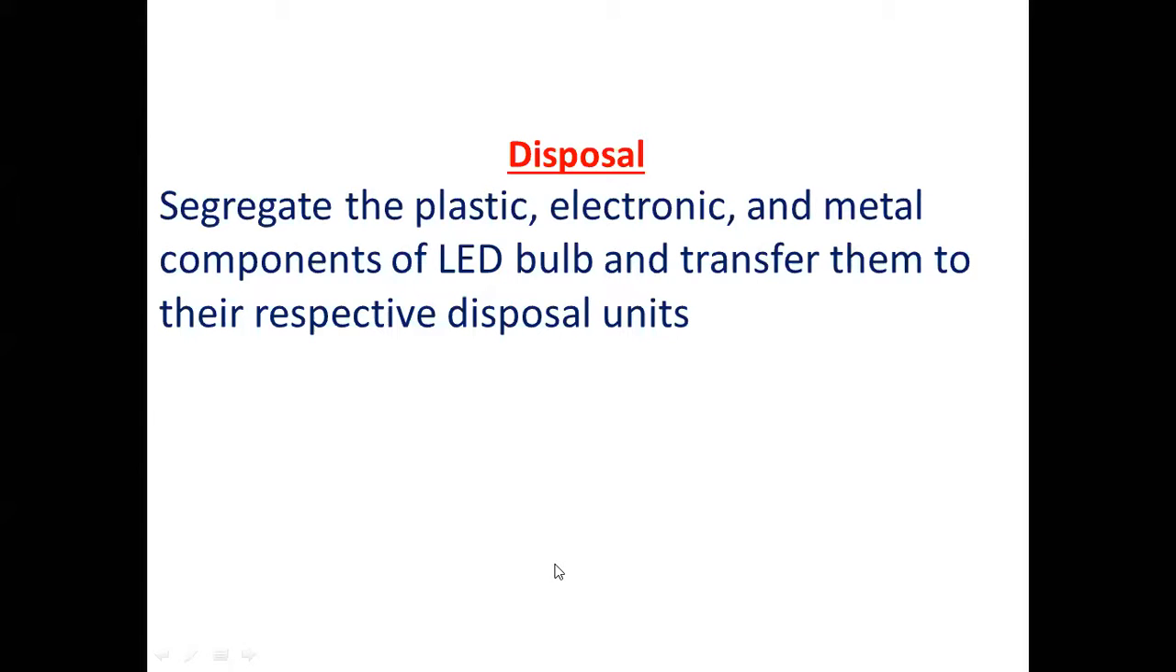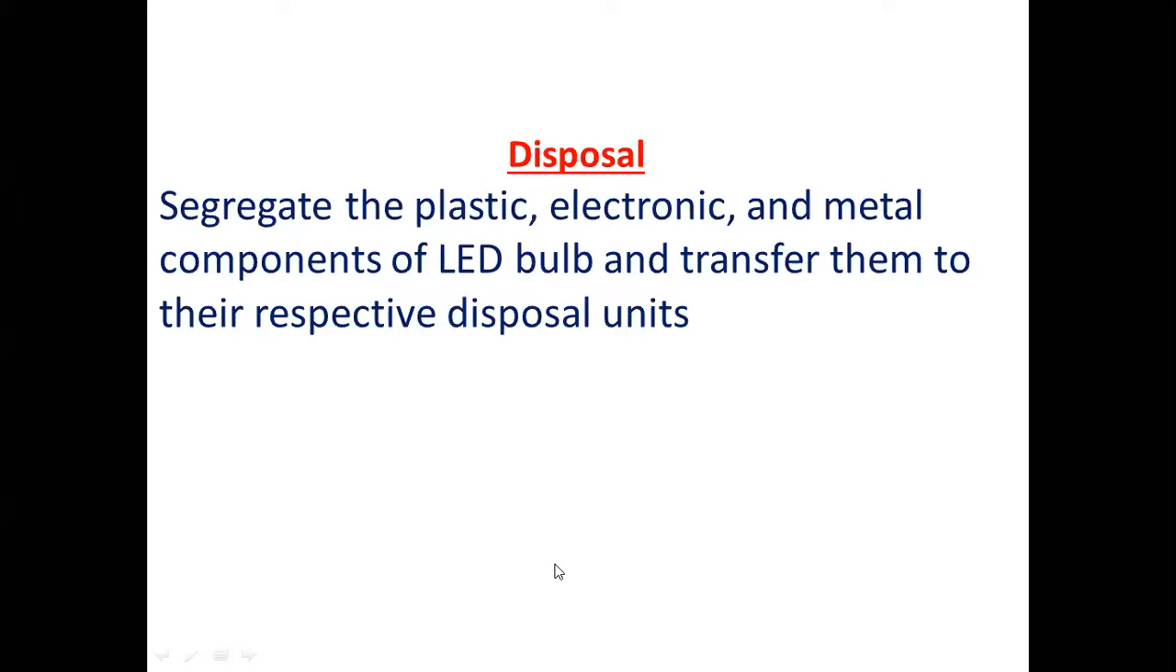And next, what is the scientific disposal of an LED bulb? For the disposal of LED bulbs, segregate the plastic, electronic, and metal components and transfer them to their respective disposal units. It is very easy to segregate these components of an LED because the connections are easy. So segregate all the parts into different components and transfer them to their respective disposal units. This makes the disposal of LEDs scientific.